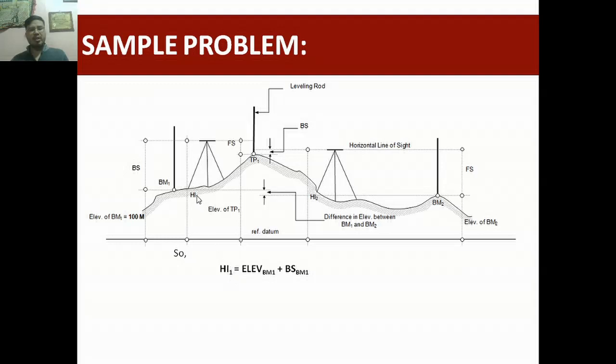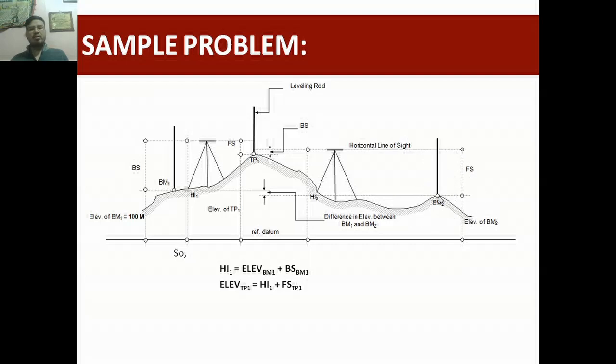Height of instrument 1, H1, is equal to the elevation of benchmark 1 plus the backsight of benchmark 1. That is the height of instrument. And then the elevation of turning point 1 is simply the height of instrument 1 minus the foresight on turning point 1, which is this one. So the height of instrument from here up to here is height of instrument 1. Minus the foresight on turning point 1, that will become the elevation of turning point 1.